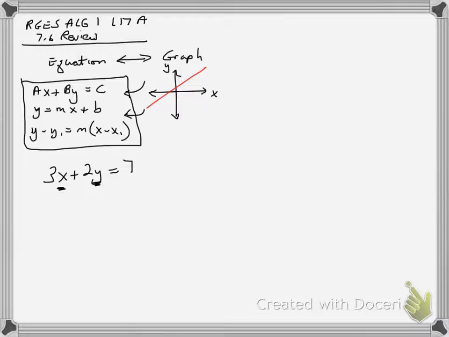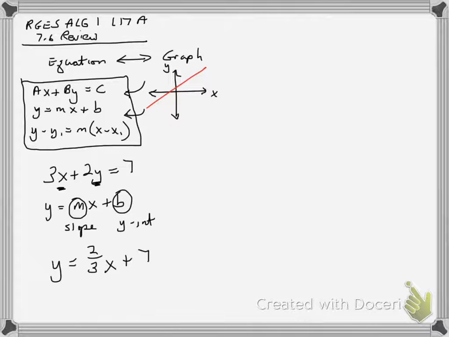Now this is called the slope-intercept form, y equals mx plus b, where m represents my slope and b represents my y-intercept. So if I had an equation that said y equals 2/3 x plus 7, I would graph that by going to 7 on the y-axis, because that's where it crosses the y-axis.